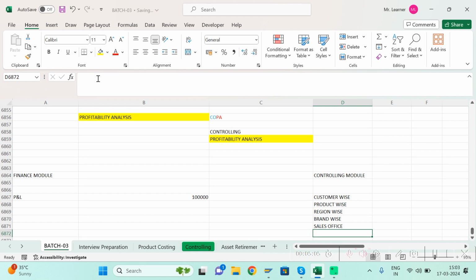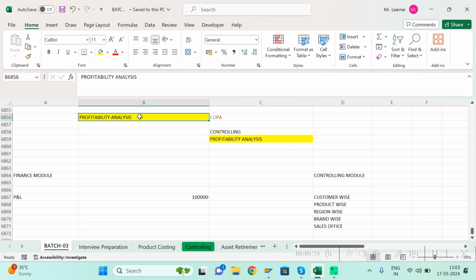So you can analyze your profit by multiple dimensions, and this analysis is only possible if you have implemented the COPA or profitability analysis submodule in the controlling module. This is the reason you need to implement profitability analysis.